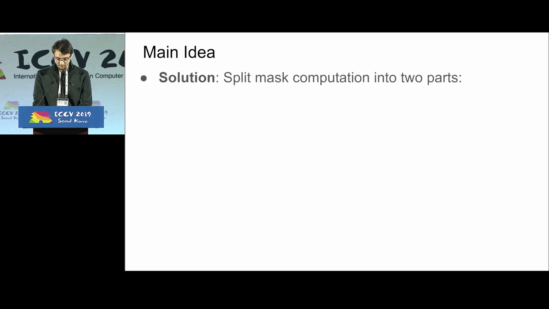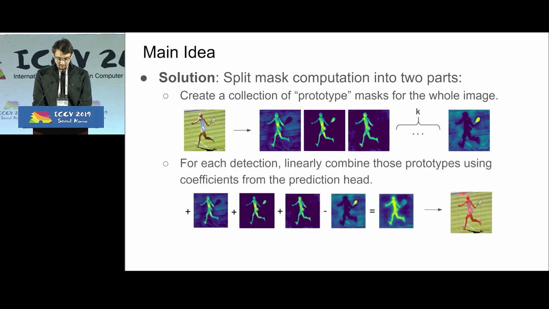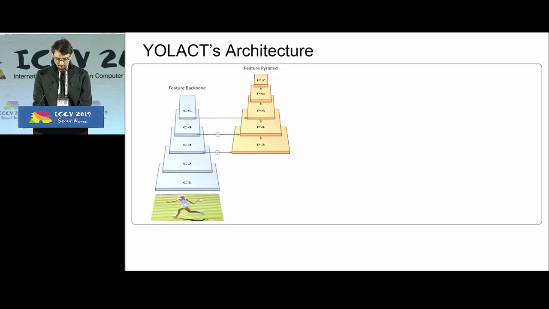Because of this, we split mask computation into two parts. First, we predict a set of prototype masks, the size of the entire image, that aren't specific to any one instance. This forms a sort of dictionary that we can combine in different ways to create different output masks, and they can be easily obtained as the output feature maps of a simple, fully convolutional network parallel to the detector. Then, the way we combine these prototypes is through a simple linear combination. This can be implemented as a single matrix multiplication for all detections in the image, making it very fast.